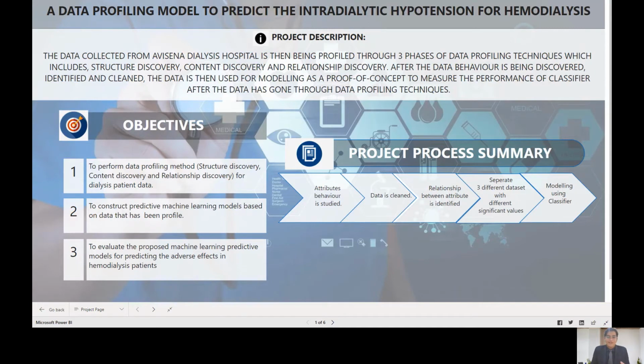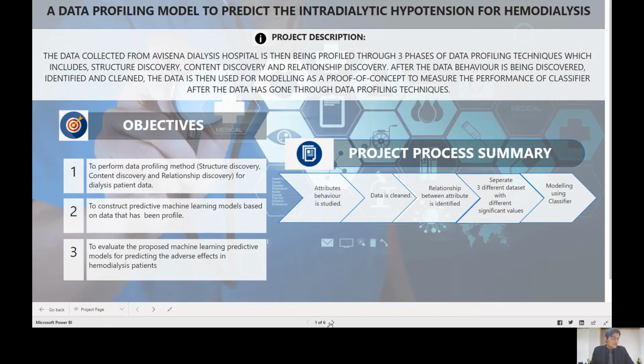Bismillahirrahmanirrahim. Let's begin the project demonstration of the dashboard. In the first page, we have the project page, which is the first page in Microsoft Power BI. In this page, the study description, objective, and process summary are explained briefly as an introduction to this dashboard.